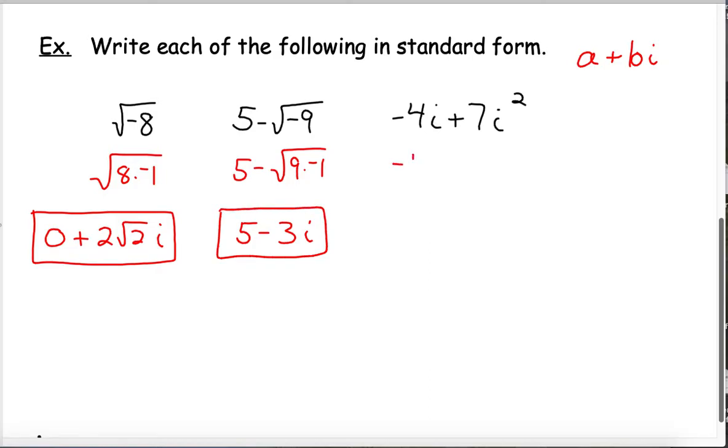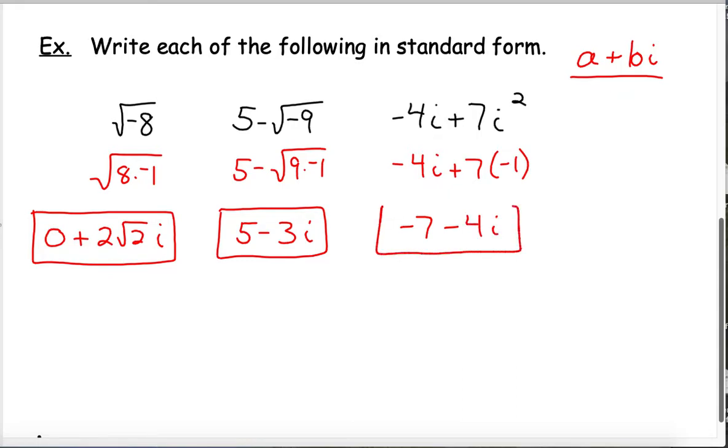On the next one, we have negative 4i plus 7i squared, but i squared equals negative 1. So we get negative 4i minus 7. Except in standard form, we have to write the real number first, so we're going to write this as negative 7 minus 4i. So a is equal to negative 7, and b is equal to negative 4.